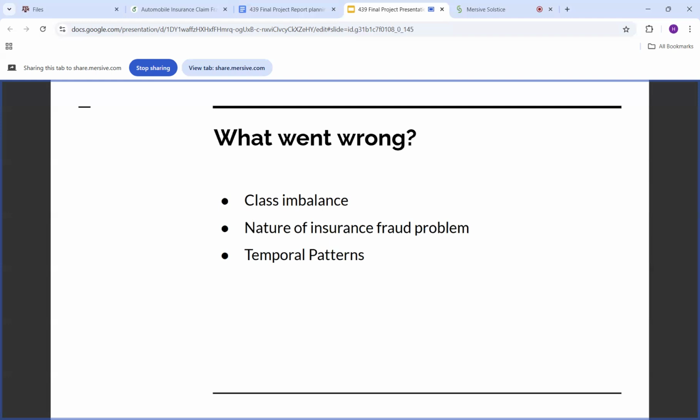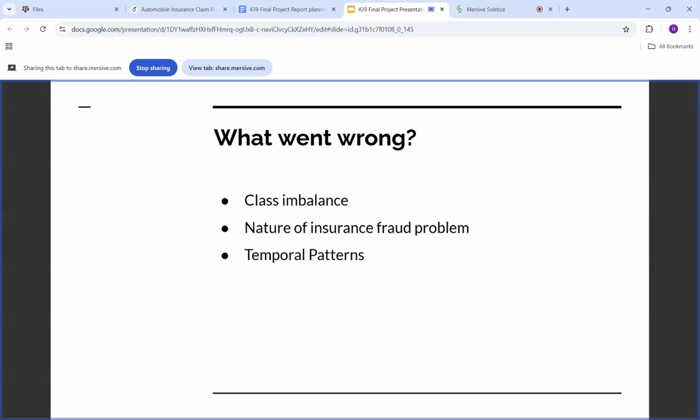The next one is the nature of the insurance fraud problem. Our original model was made for credit card fraud, and the nature of these two problems, insurance fraud versus credit card fraud, are very different. Credit card fraud has behavior of transactions, which includes statistics like frequency, quantity, and history. These don't really apply to insurance fraud because insurance claims contain more features about the context of the alleged occurrence, and definitely not about frequency or quantity or history.